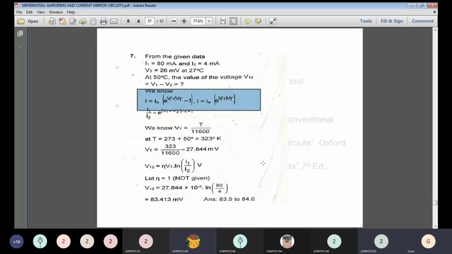Here the eta value is not mentioned, so we can consider it as 1. If it is not given in the question, we can assume that value as 1. The VT value for 50 degrees Celsius, which we calculated in the first step, is 27.844. The ln of I1 over I2, where both currents are mentioned in the question, so you can substitute 80 divided by 4. The final answer we are getting here is 83.413, which is approximated to 84.